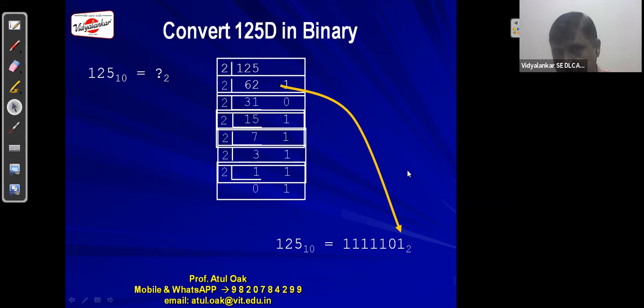Focus. Let's get some important terms. At many places, I'm going to use these terms, okay. If you see 125 decimal looks like 1111101 in binary. Okay.